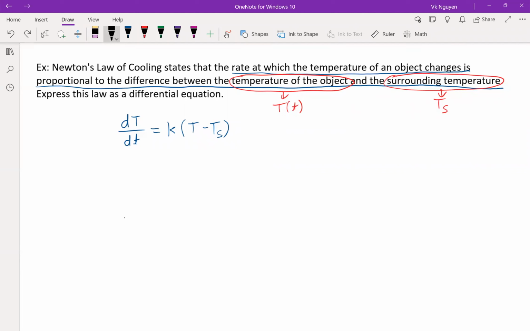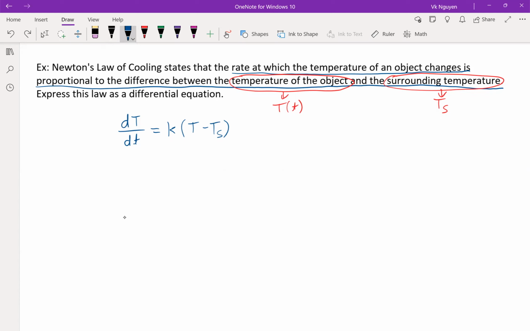Example 2, Newton's law of cooling states that the rate at which the temperature of an object changes is proportional to the difference between the temperature of the object and the surrounding temperature. Express this law as a differential equation. We did this in section 9.1. What we're going to do today is figure out a model for the temperature of the object, T(t).